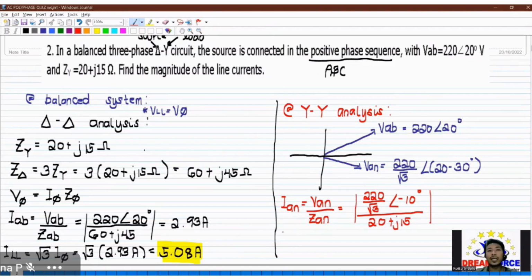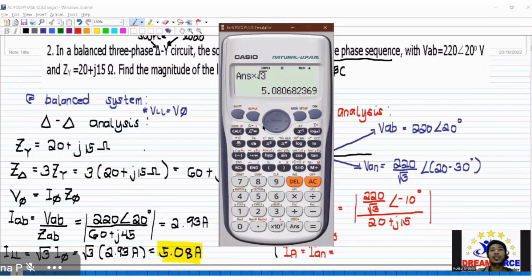Since we did Y to Y analysis, remember that for a balanced Y, the line-to-line current is equivalent to the per-phase current. So IA is the line current of the Y, and IAN is the per-phase current of the Y. Likewise here, IA is the line current of the delta, and IAB is the phase current of the delta. From here, we just divide by the square root of 3.